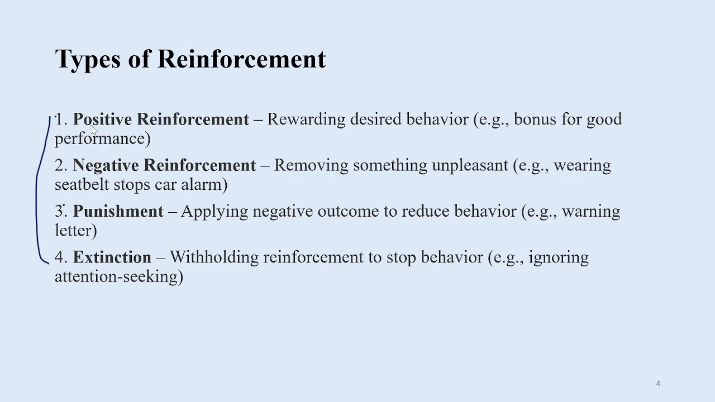The first is positive reinforcement. Positive reinforcement is rewarding desired behavior. If you want a behavior to be repeated again and again, you attach a reward with it. That reward can be in the form of monetary reward or it can be in the form of non-monetary reward. What is monetary reward? For example, you set a bonus for good performance in the organization. So bonus is a monetary reward for a behavior to be repeated again.